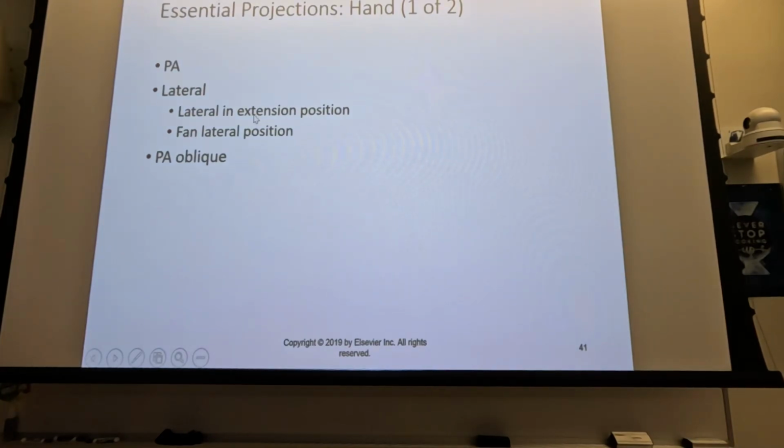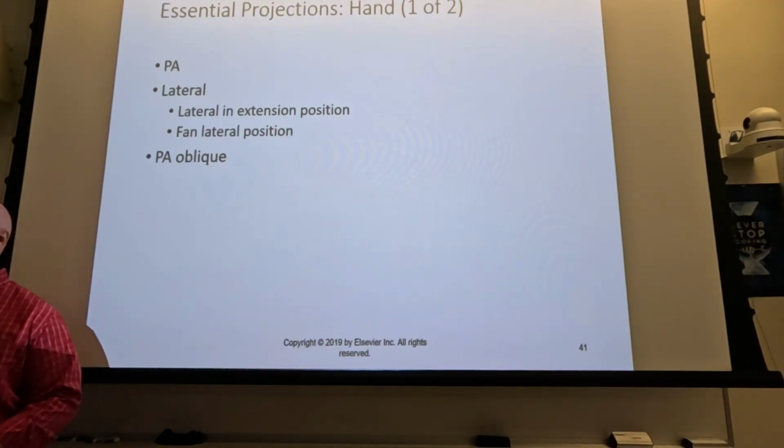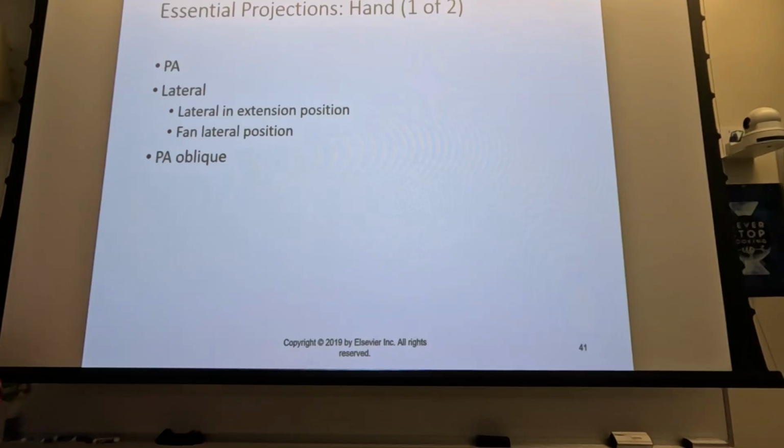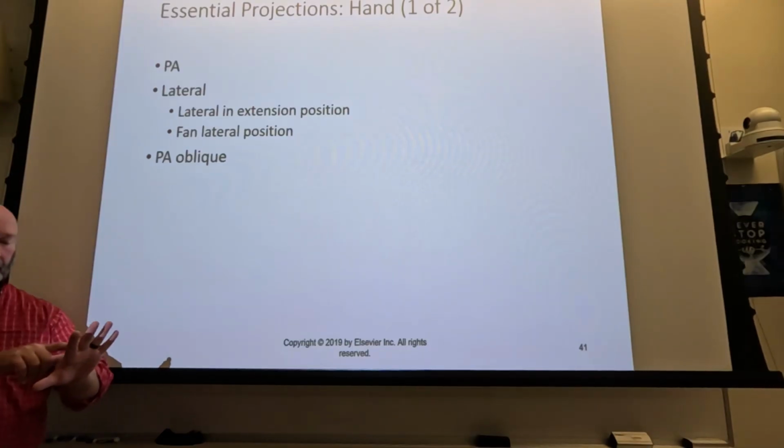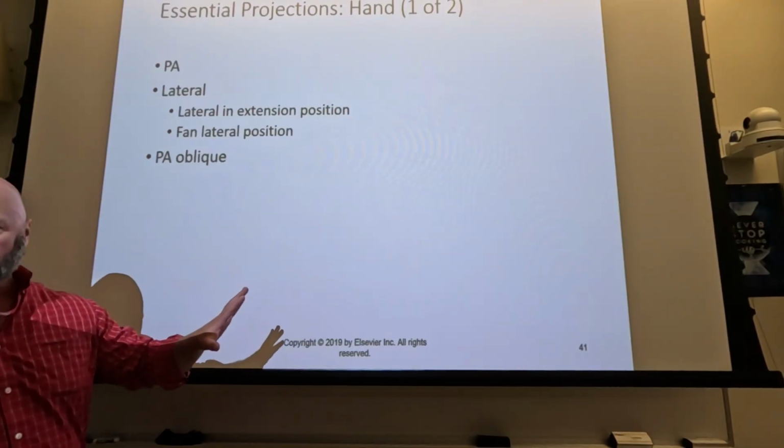All right, now on to the hand. The hand is really not unlike the fingers, in the prone position. The only difference here is central ray location and collimation. In this case, again, your central ray location is going to be to the third metacarpophalangeal joint.